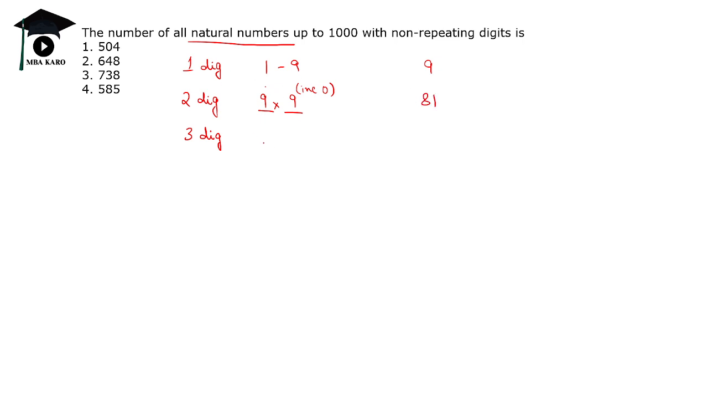Now when we come to the 3 digit numbers, the first digit can be chosen in 9 ways. We have to exclude 0. Then the second digit could be chosen in 9 ways. We can include 0. Now we have chosen 2 digits. The third digit can be chosen in 8 ways. So 9 into 9 into 8, 648. If we add these, this is 738. This is the answer to the question.